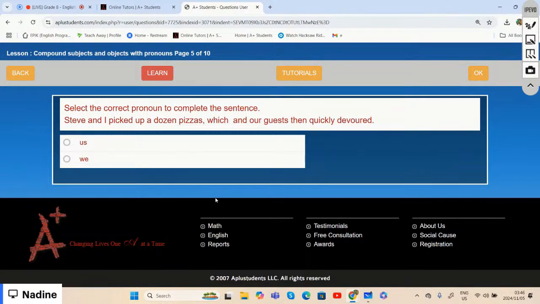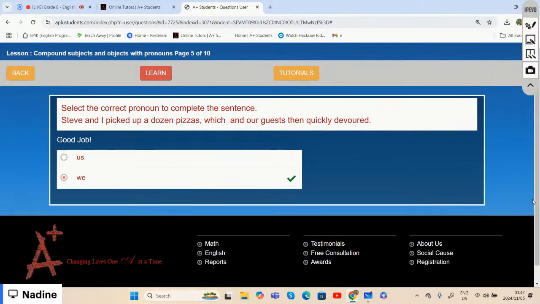And if we were to choose the correct option, we would say Steve and I picked up a dozen pizzas, which, oh, this is now confusing. I don't know if it's now which we and our guests then quickly devoured, or which us and our guests. Let's say which we. We is correct.